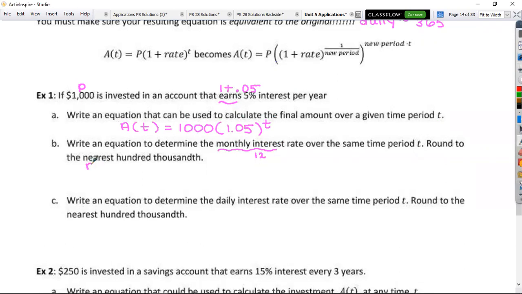So I go A of T equals 1,000 parentheses 1.05. And the formula goes 1 divided by the new period of time. So I go 1 divided by 12. And then I raise this to the new period times t. Okay? Now the only part we type in the calculator is just the portion with parentheses around it. So I want you to make a note.